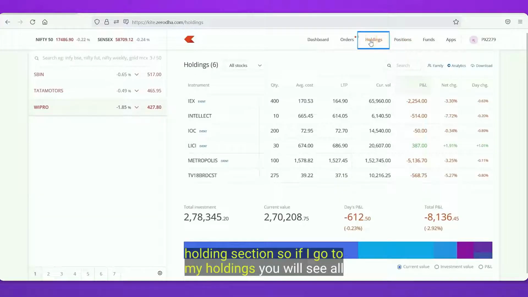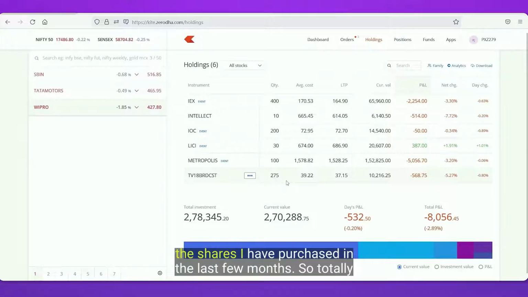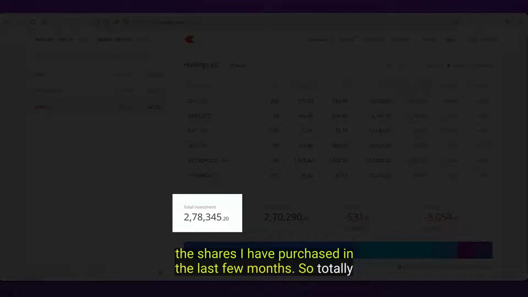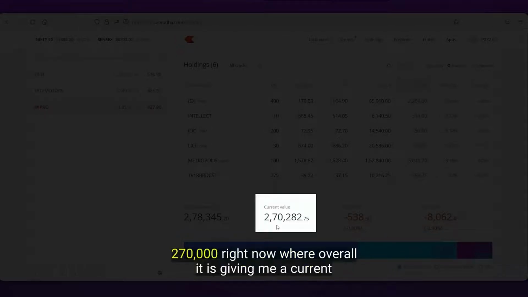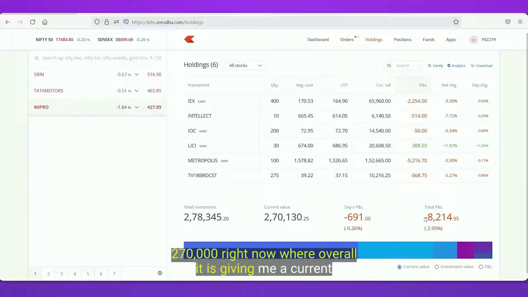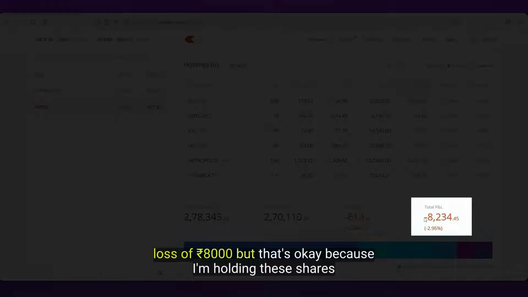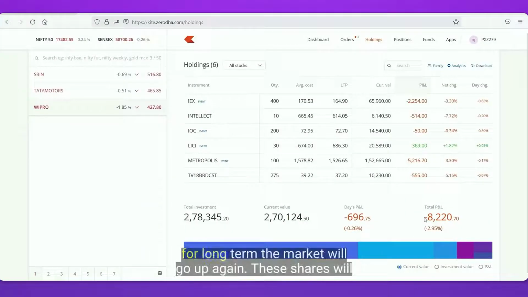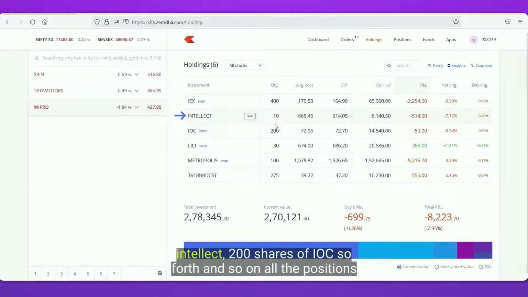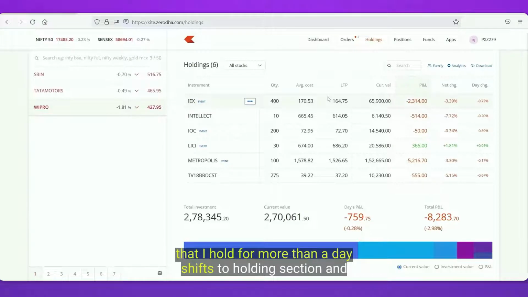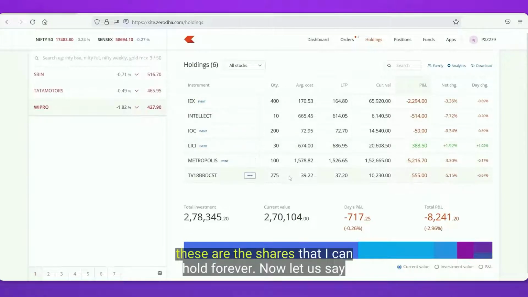So if I go to my holdings, you will see all the shares I have purchased in the last few months. So totally I have invested 2,78,000, whose current value is approximately 2,70,000 right now, where overall it is giving me a current loss of 8,000 rupees. But that's okay because I am holding these shares for the long term. When the market goes up, again these shares will become positive. Now I have 400 shares of IEX, 10 shares of Intellect, 200 shares of IOC, and so forth. All the positions that I hold for more than a day shift to the holdings section, and these are the shares that I can hold forever.